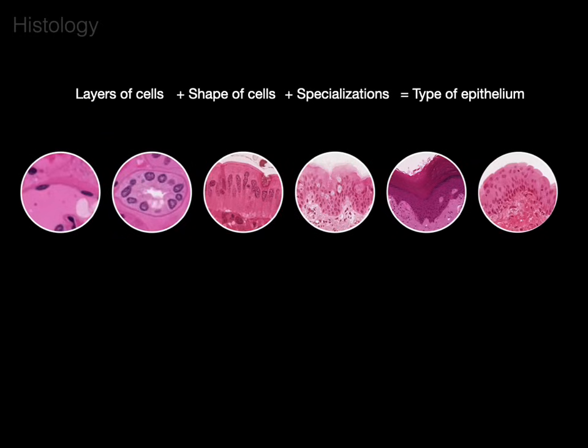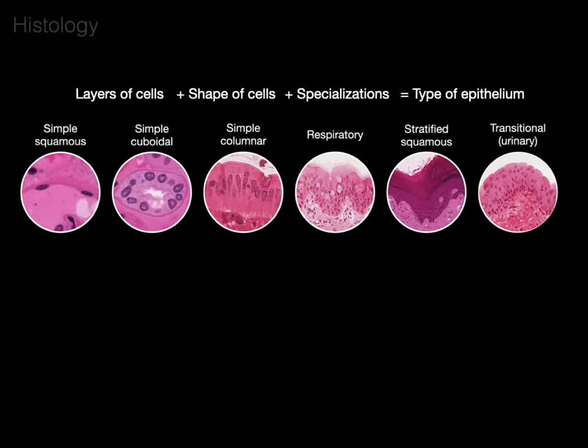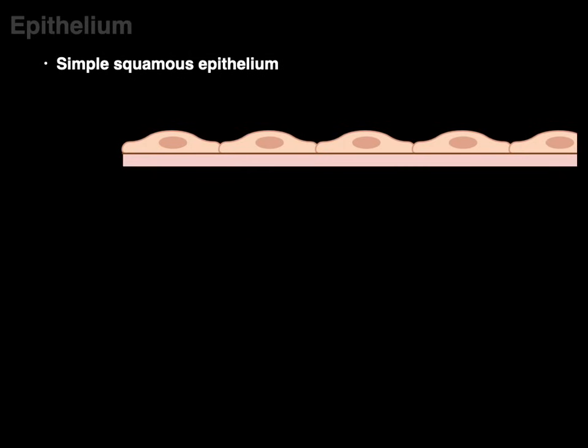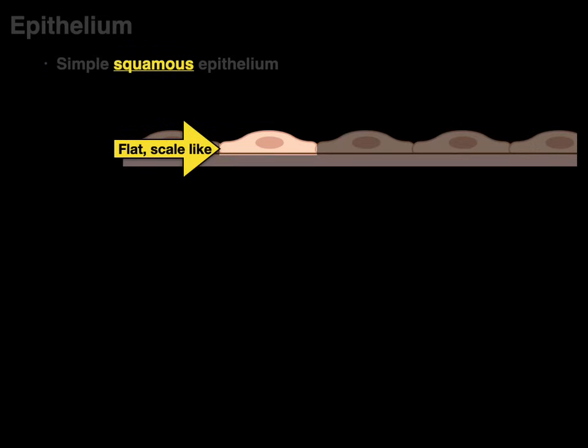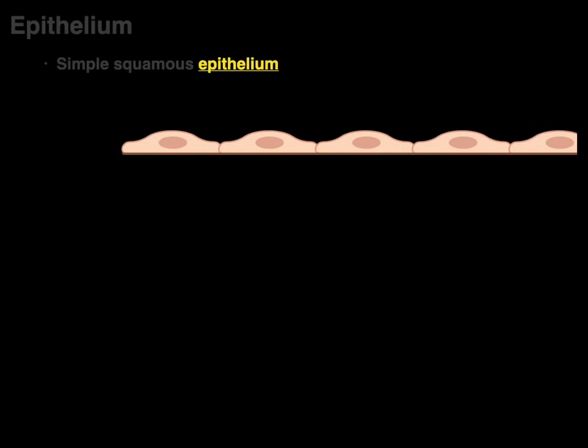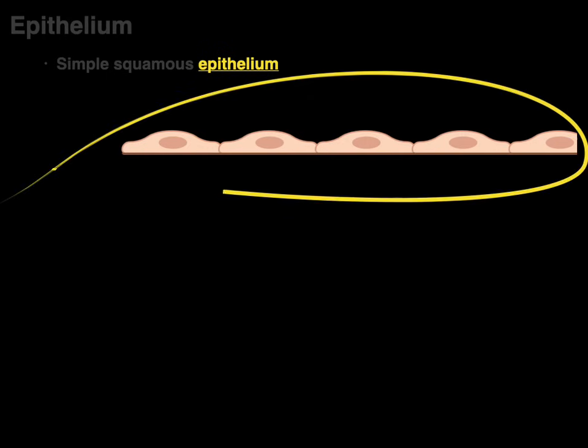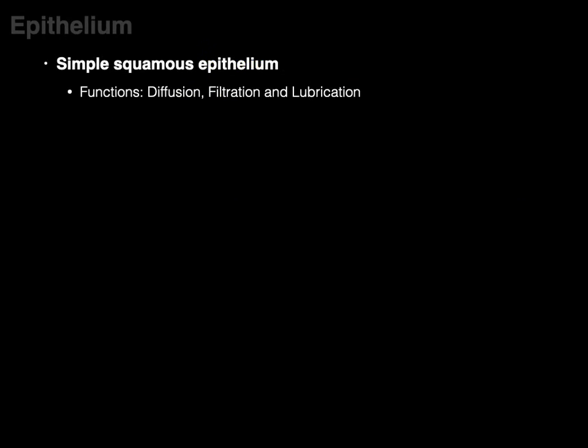All right, now that we have that in mind, let's name and go through these different flavors of epithelial tissue. Let's start with simple squamous epithelium. Simple because there's one layer of flat or scale-like cells and it's epithelium. Notice that nucleus is flat and it's epithelial tissue. So there we have simple squamous epithelium. Now, the functions of this, because it's so flat and thin, is it's ideal for diffusion and filtration and lubrication.